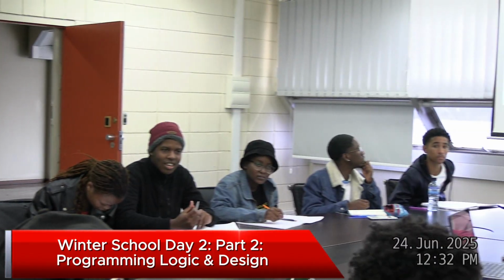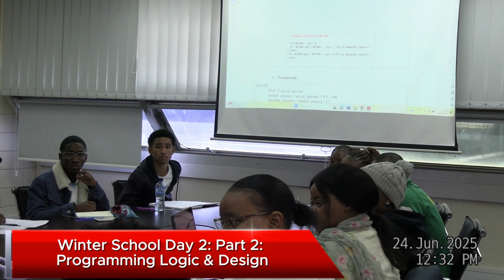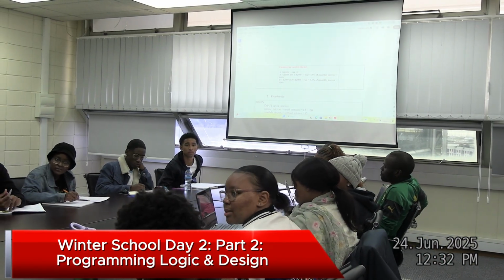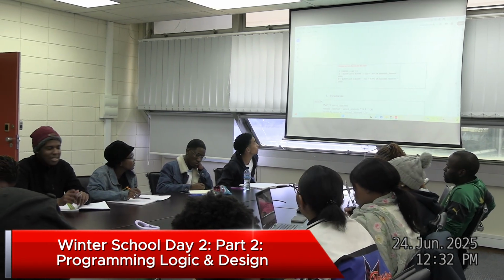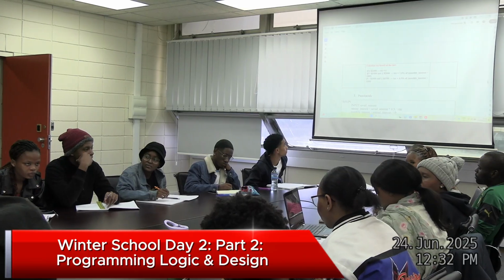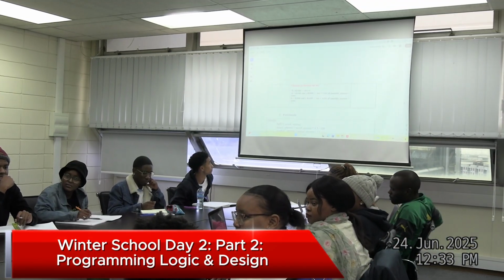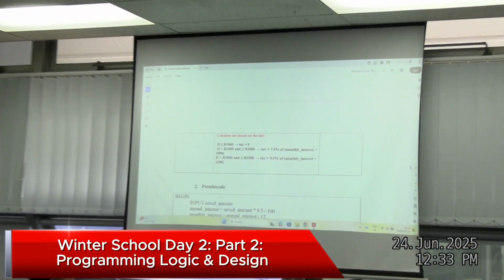So it says if the interest amount is less than 1,000, then the income tax payable is 0. Not if the income. If what? If the interest amount is less than 1,000, then the percentage income tax payable is 0. So it's not income, it's if interest amount. Yes. Okay. Thank you.